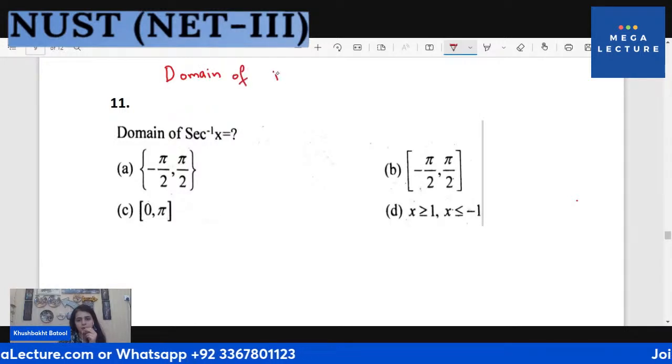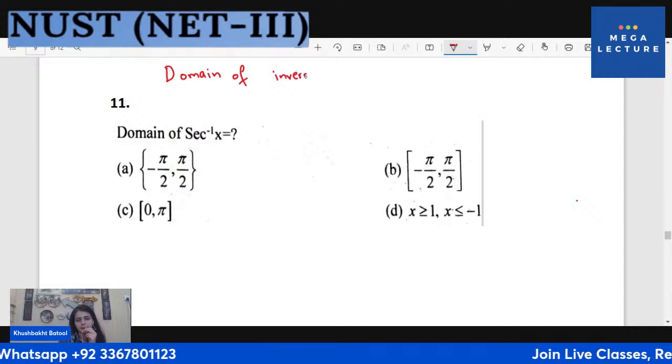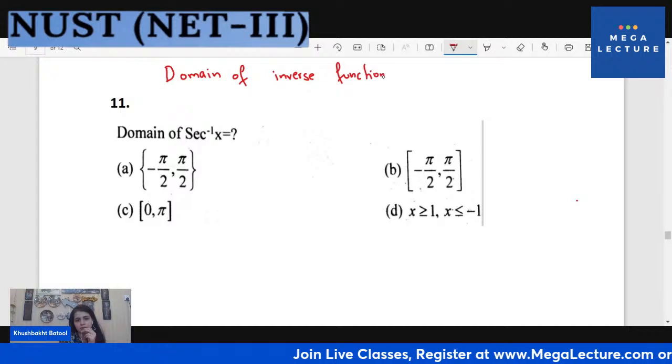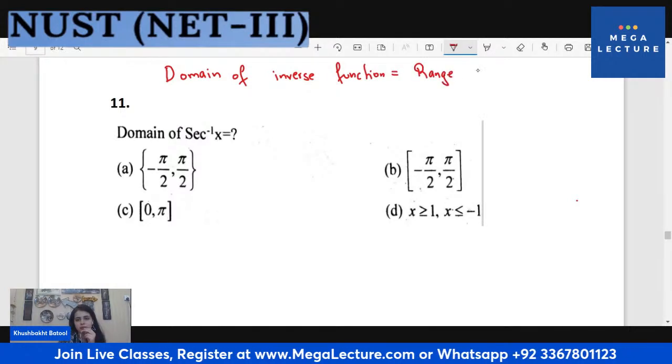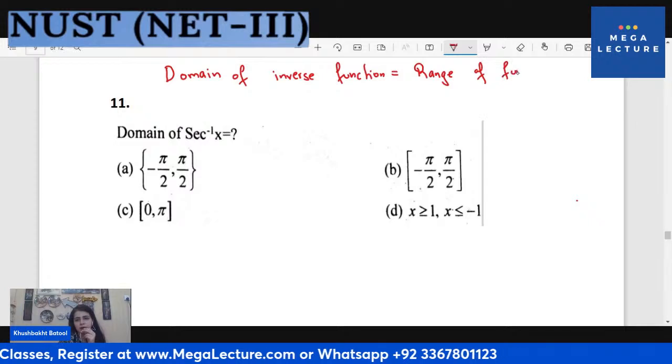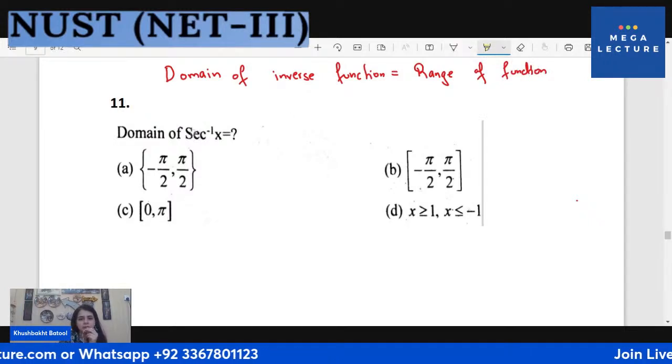Domain of inverse function is equal to the range of function. Okay. Now the question is about the domain of secant inverse of x.